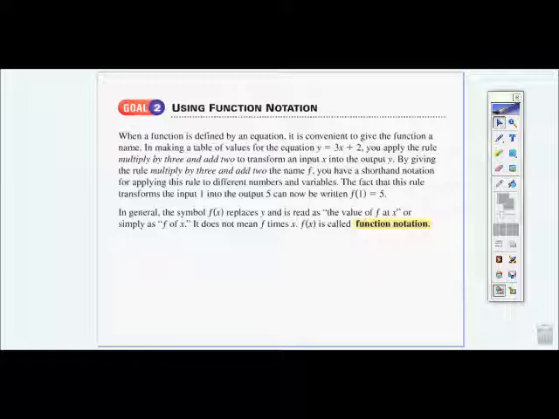The fact that this rule transforms the input 1 into the output 5 can be written as f of 1 equals 5. In general, the symbol f with the parentheses around the x replaces y. This is very important. Make sure you add that to your notes. The symbol f of x replaces y and is read as the value of f at x, or simply as f of x. It does not mean f times x. F parentheses x is called function notation.